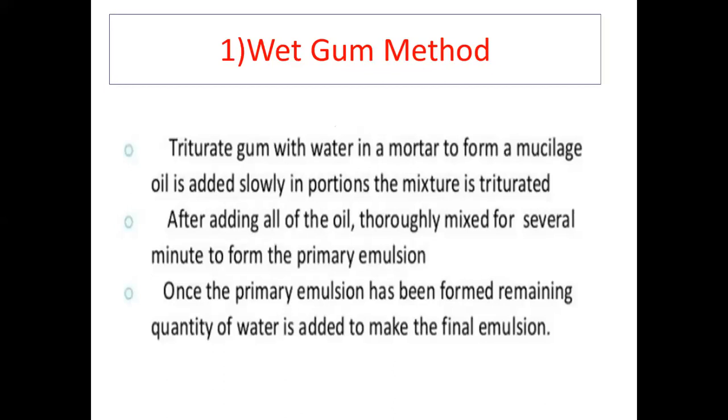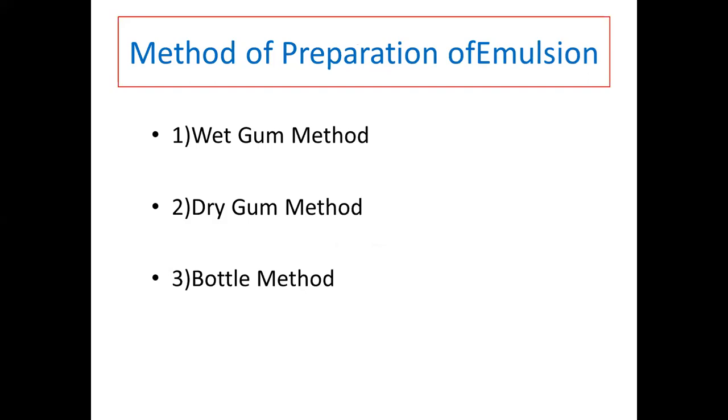Let's see the preparation of emulsion. The following methods are commonly used for the preparation of emulsion: dry gum method, wet gum method, bottle method, and other methods. Let's see firstly the wet gum method. In this method, the proportion of oil, water, gum.